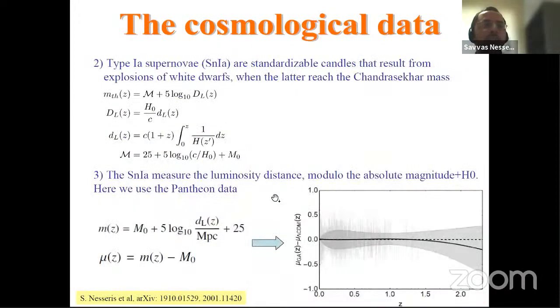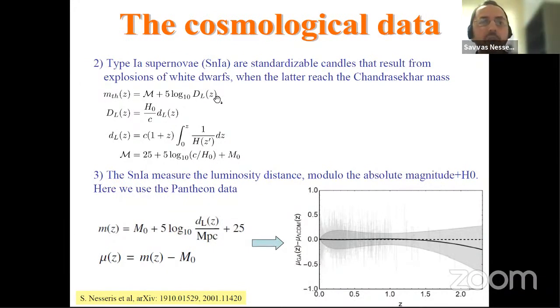Another example that I'm going to mention in a moment is the type 1a supernovae. Now, the supernovae are standardizable candles that result from explosions of white dwarfs when these reach the Chandrasekhar mass. From these, we can get the luminosity distance. However, there is a degeneracy with respect to the absolute scaling, and we can only get information on the dimensionless luminosity distance. So for the scaling, we need some anchoring from the CMB or whatever to get it. But still, this is good enough to constrain dark energy models, okay?